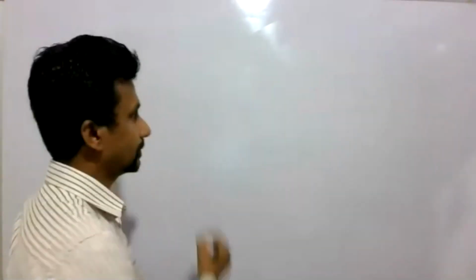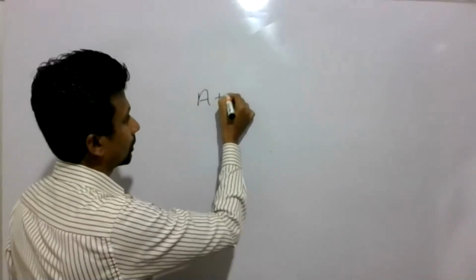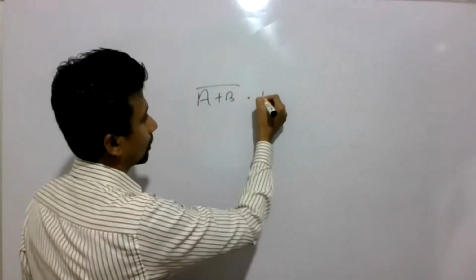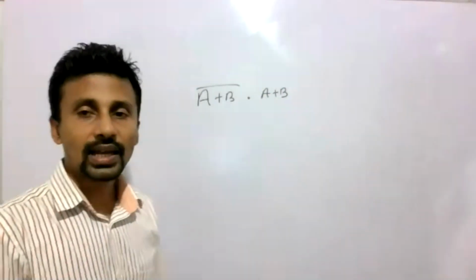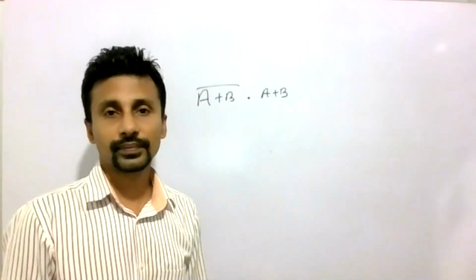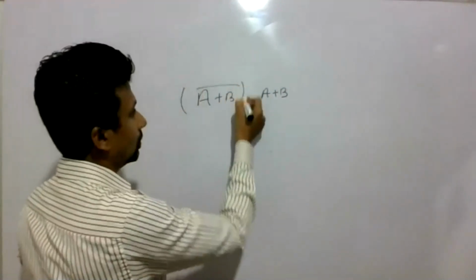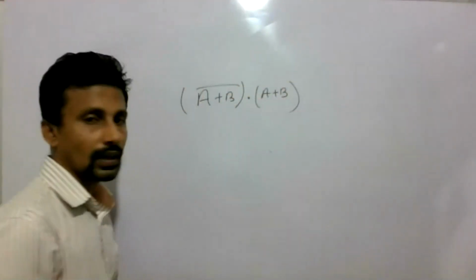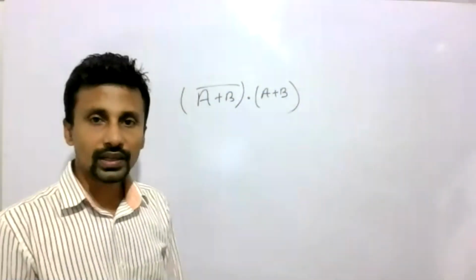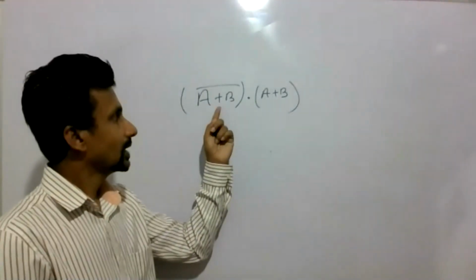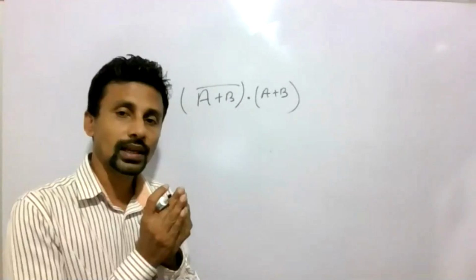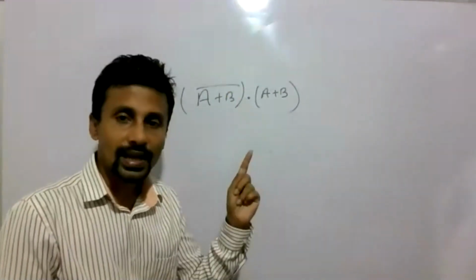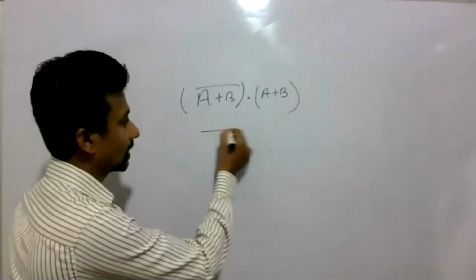An expression will be given and you are asked to draw the circuit, right? So here you have to identify A plus B dash. Now, if it is A plus B, it is an OR gate. With the dash, it's a NOR gate. So I'm drawing that.